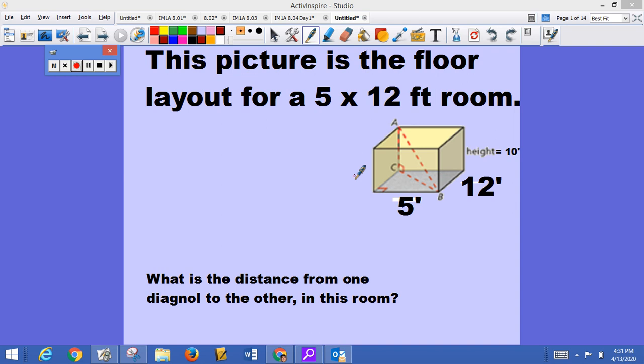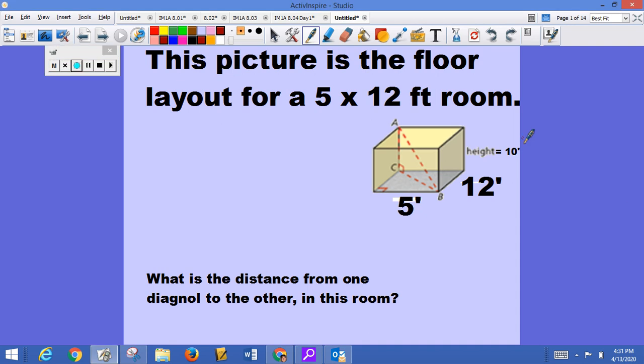So we have our situation here, a box or a room. This room is a 5-foot by 12-foot room, and it's got a standard height of 10 foot. So it's got a 5-foot width, a 12-foot length, and a height of about 10 foot, it looks like. All right, and our question here is to find the distance from one diagonal to the other.